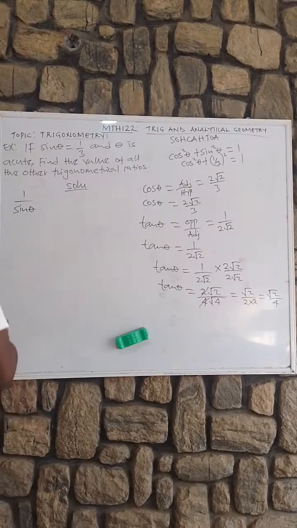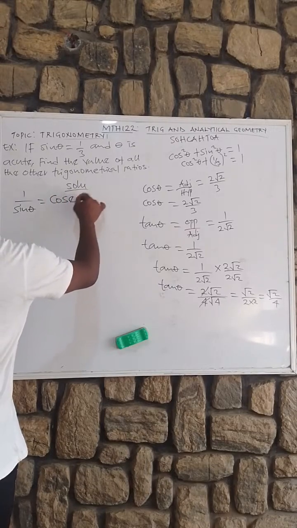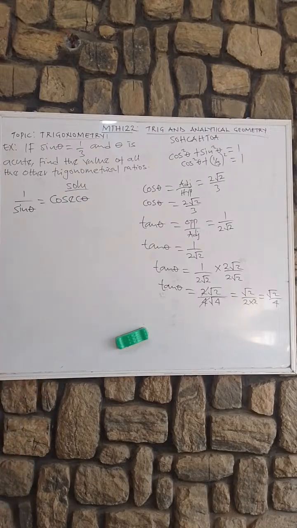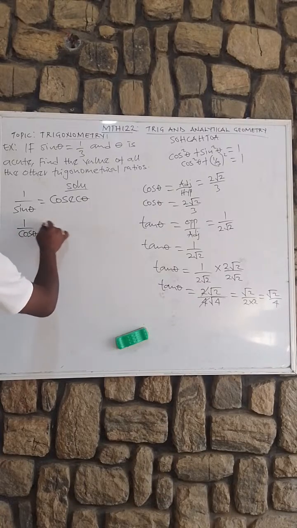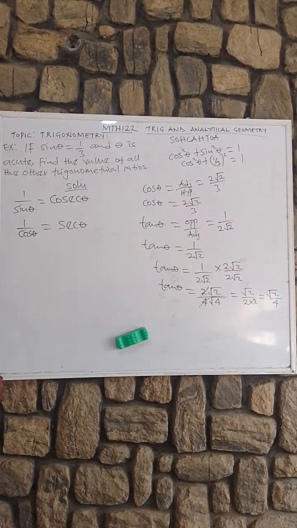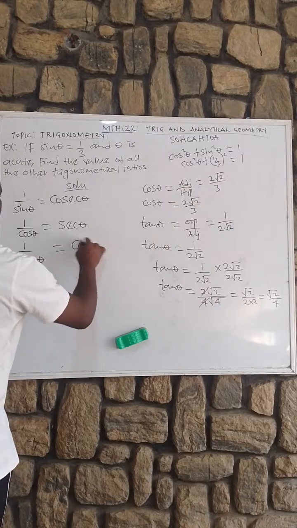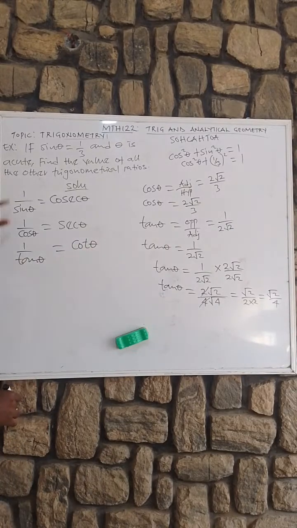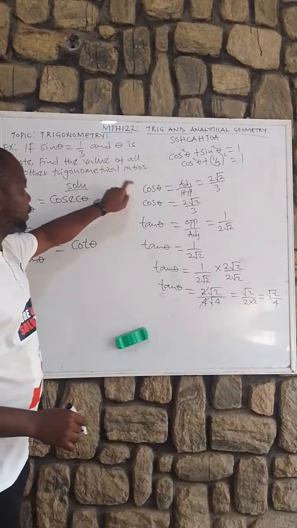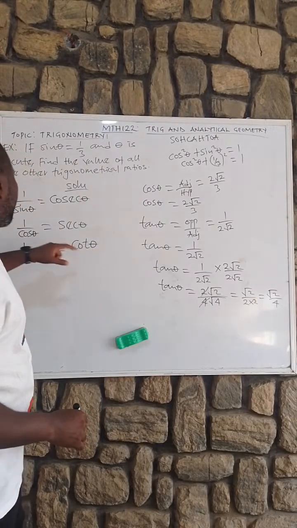Sine inverse is cosec theta, right? Then cos inverse is sec theta, right? And tan inverse is equal to cot theta. So we have gotten this, and sine.